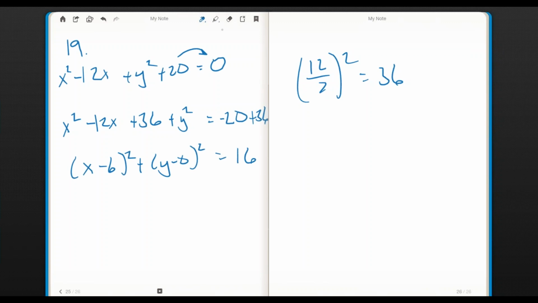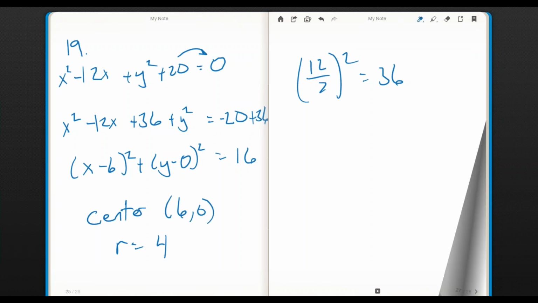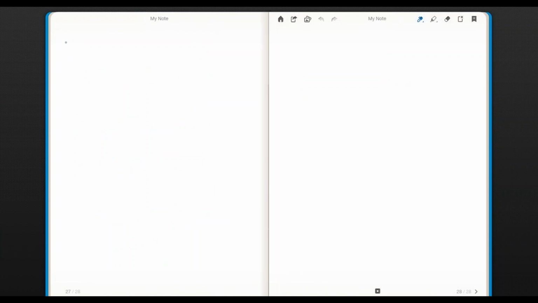So it looks funny, but sometimes I like to say it's so easy it's hard, right? y squared is the same thing as y minus 0 squared, of course, but in this form it's easy to see that the center is 6, 0, and the radius is 4. Several problems on completing the square here, just to make sure you have time to understand the process.